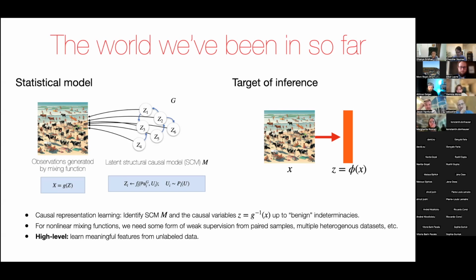To summarize our goals here, we would like to identify, in a statistical sense, the SCM M as well as the causal variables, so the mapping function from X to Z. And we're okay with some benign indeterminacies here. We know we won't be able to pin down the exact mapping function and the exact M, but we'd like to have our indeterminacies be up to things like permutation and things that essentially maintain the semantics of the variables. What we've really seen so far is that to achieve this goal, especially for nonlinear mixing functions, we need some form of weak supervision from counterfactual samples or multiple heterogeneous data sets, so on and so forth.